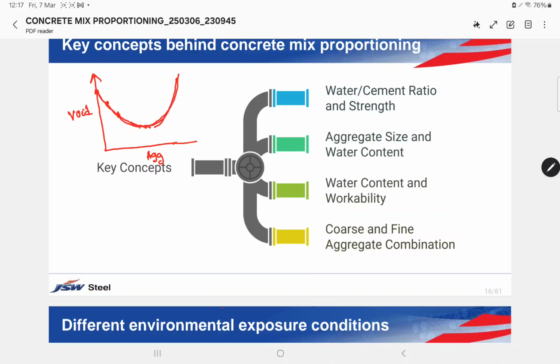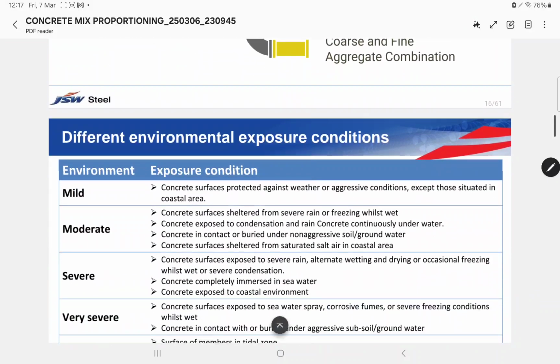U curve. So at a certain point, you will see that there will be no further decrease in void content. And above that, if you continue to replace your coarse aggregate content with fine aggregate, then there will again be an increase in void content. So this is the relationship between coarse and fine aggregate combination. Now let's move on.